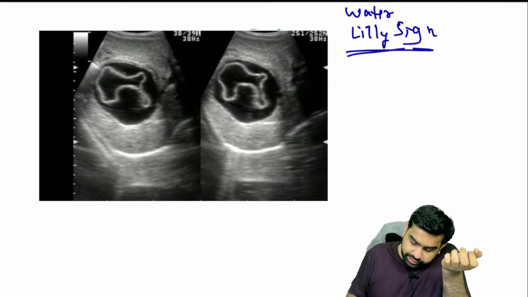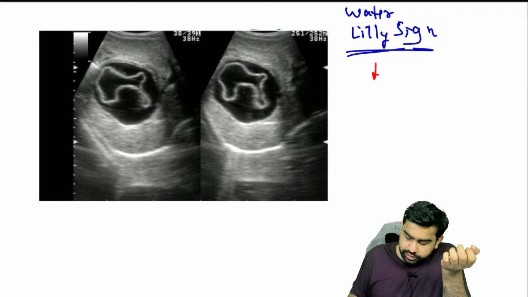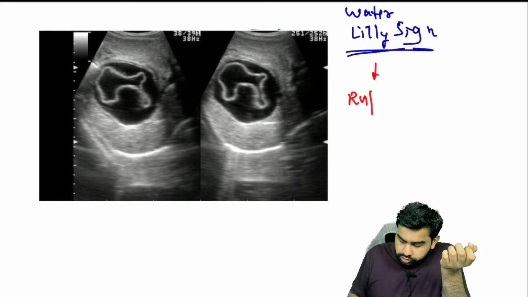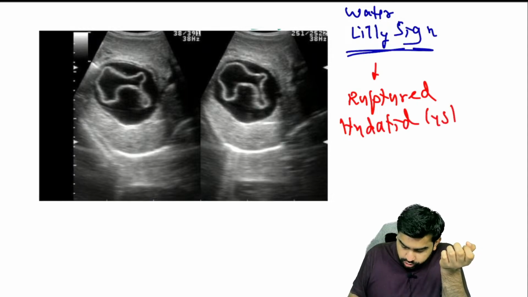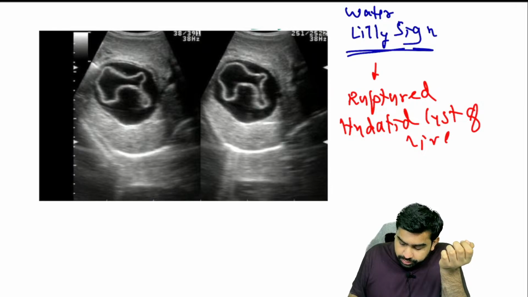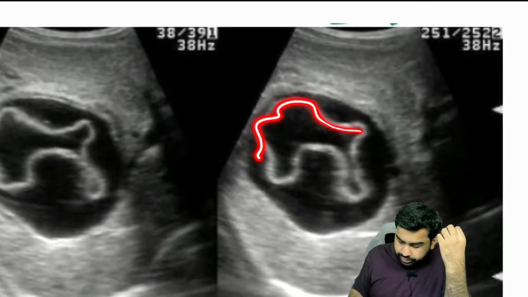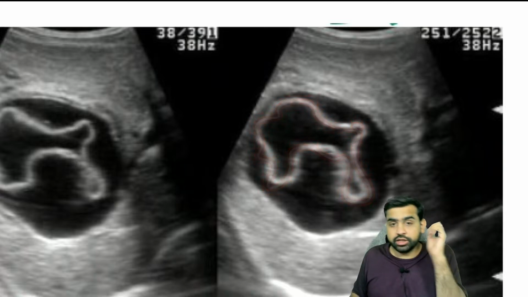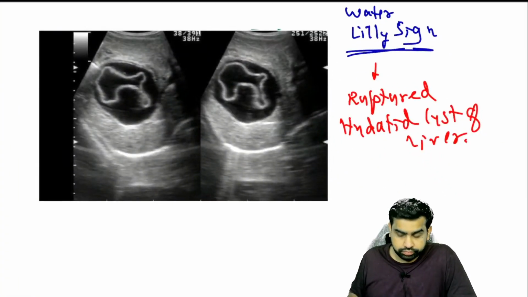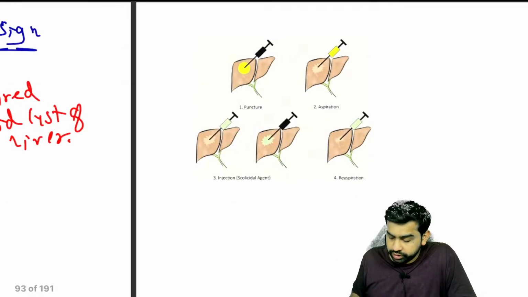This is what you basically have in the ruptured hydatid cyst of the liver. Now this is an important image, guys. What are you basically seeing over here? This undulating membrane inside that particular cystic cavity. This is what is called the water lily sign. That is what is basically seen in the ruptured hydatid cyst of the liver. I hope you have understood this particular point, guys.